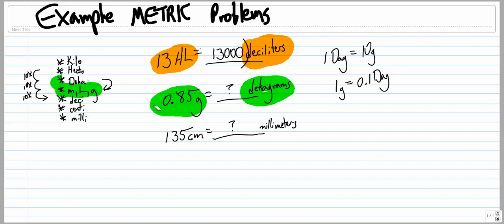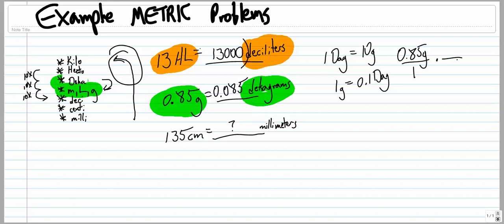Anyway, so we've got 0.85 grams. How many decagrams is that? So we're going from a smaller unit to a bigger unit. That means we should have fewer of them. So we're moving the decimal to the left. So our answer, since we're only going 1 step, is going to be 0.085. If I said that another way, I could go, okay, I've got my 0.85 grams over 1.